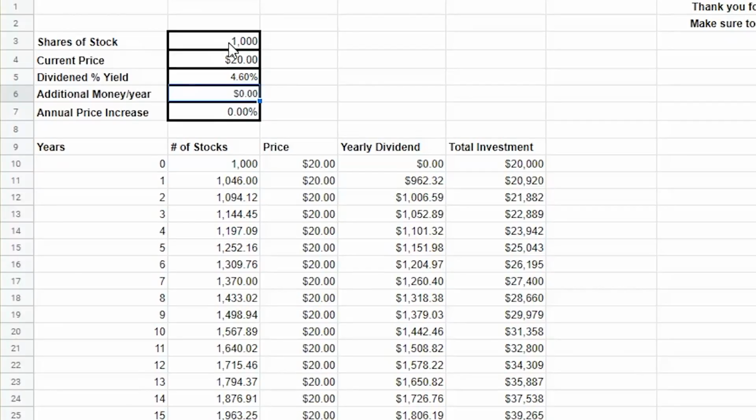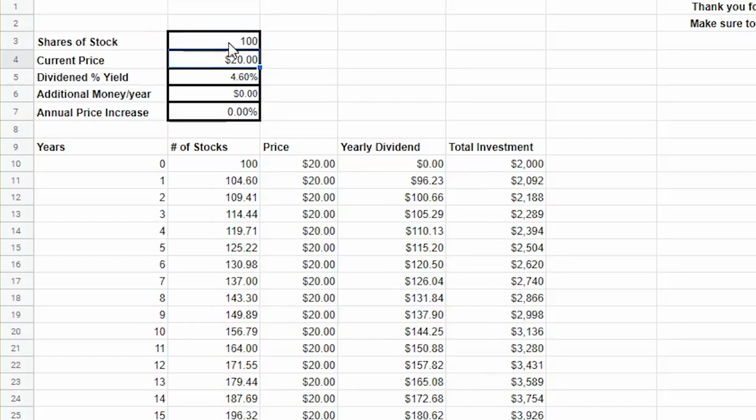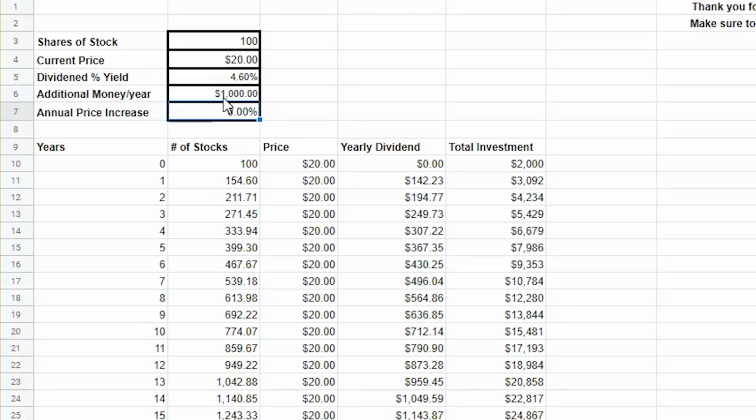Now, let's just say that you don't have $20,000 to invest into AT&T. Let's say that you have $2,000, so you buy 100 shares. But you know that you can save $1,000 per year. So you add in $1,000 per year. And then you can see that your total investment is growing and your yearly dividend is growing pretty well.